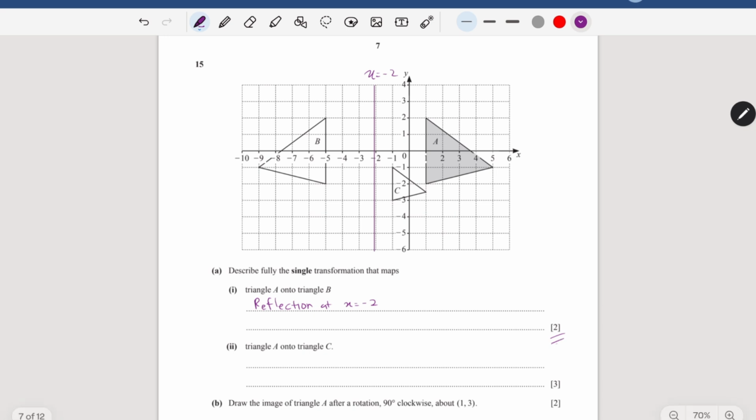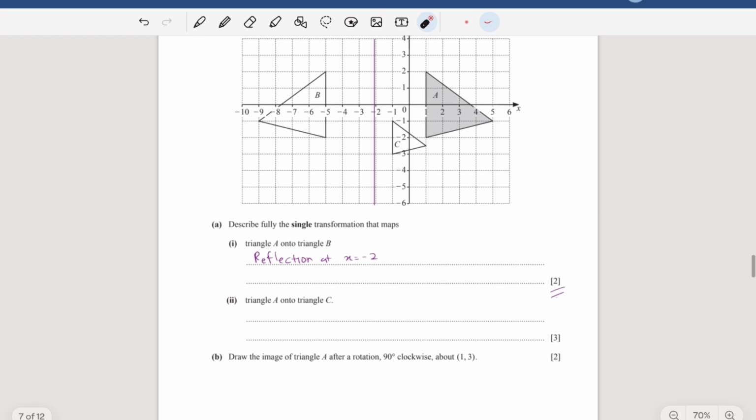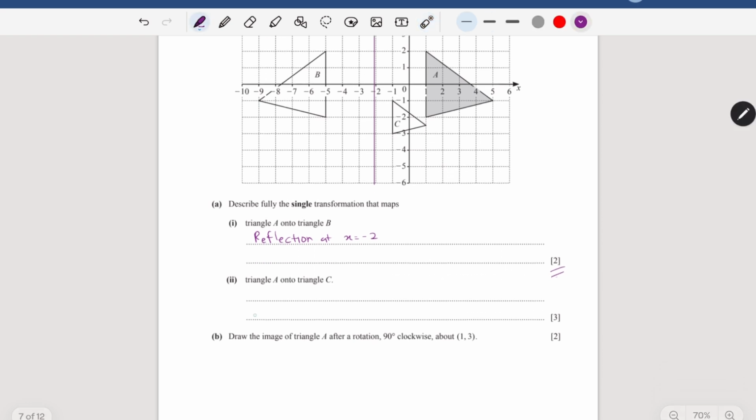Okay, now let's look at A2, triangle A onto triangle C. Alright, so we have our triangle A here, and then triangle C. When you look at both of these triangles, you know that they are different in size. If you check the units, the size of triangle A is 1, 2, 3, 4, but triangle C is only 1, 2. So you know that it's not a rotation, not a translation, not a reflection, but it is an enlargement. We know it is an enlargement because the sizes are different.